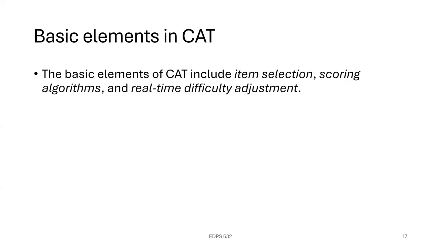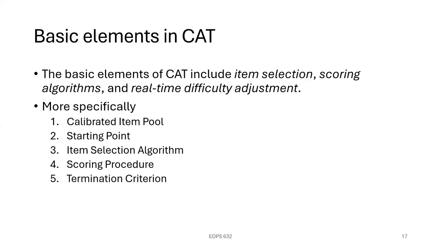You need to have an algorithm to select items sequentially. And then you need a scoring algorithm because you need to calculate the student's ability sequentially. Once you get more information, you need to calculate again. Each time new information comes, you need to calculate again. You need a search algorithm. And we also need real-time difficulty adjustment because we need to determine how much more difficult, how much easier. It's not just more difficult or easier, but how much more? We'll have this kind of algorithm.